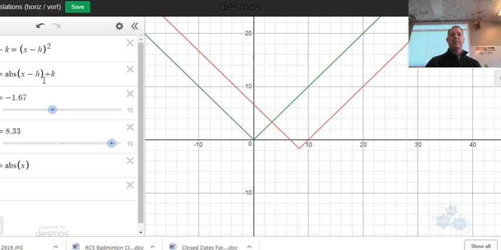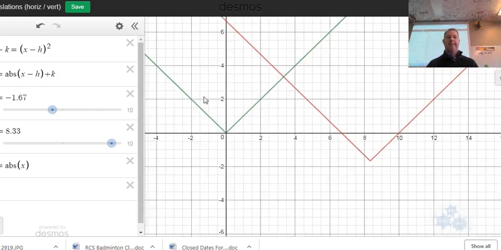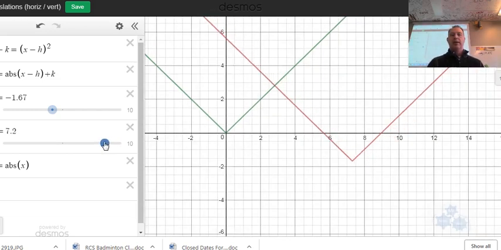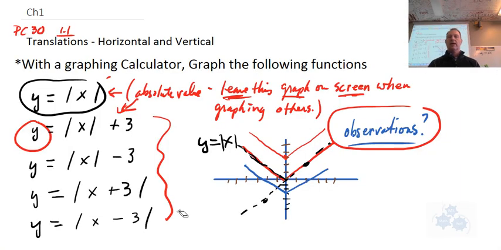So check this one out. If k is minus 1.67, that means that the y-intercept has gone down to 1.67. That makes sense. If h is 8.33 inside here, so that looks like x minus 8.33, the x value has moved 8.33 units to the right. Okay? So again, I can move it left to right with the h value. I can move it up or down with the k value. Isn't that awesome? That's like teacher awesome. I know it's maybe not teenager awesome, but that is awesome.